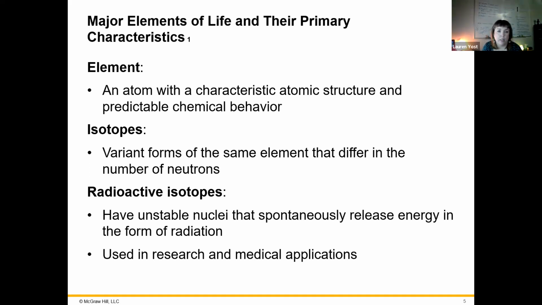That's what the periodic table is based off of. All right, isotopes are variants of the same element that differ in the number of neutrons. And then radioactive isotopes have unstable nuclei that can release energy in the form of radiation. This can be in the form of particles that are coming out of the atom, or other ways that waves of radiation can be released due to the energy associated with that instability of the atom.